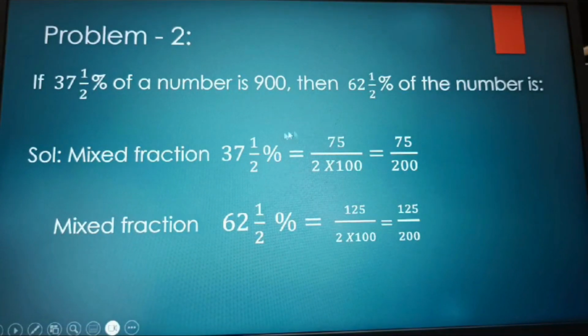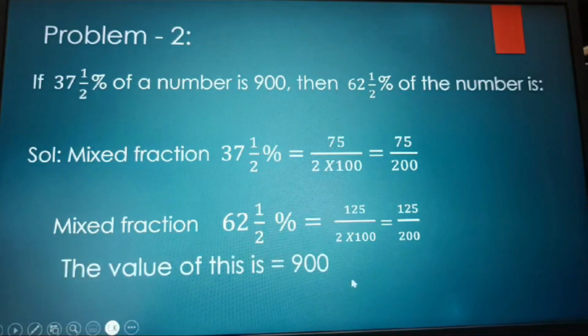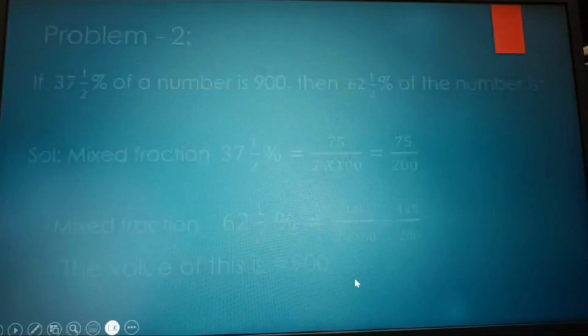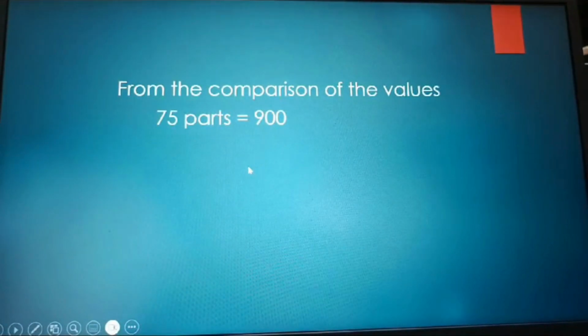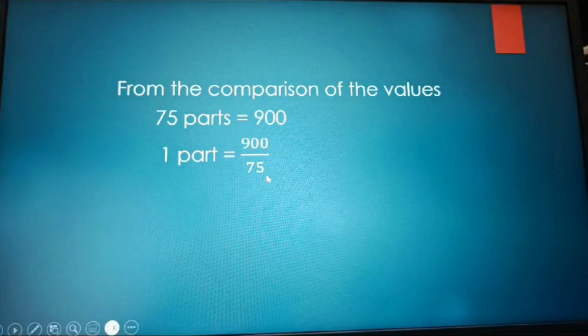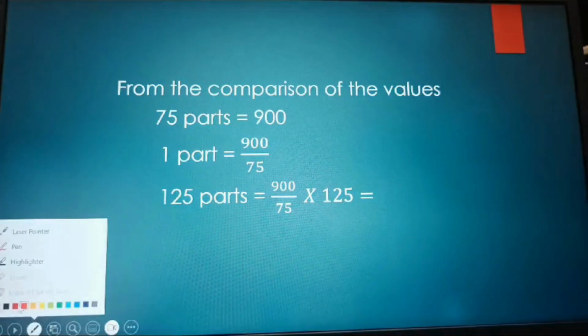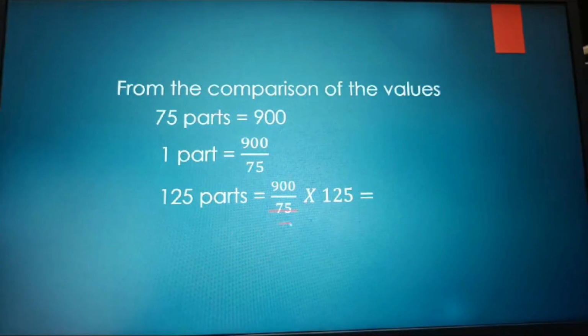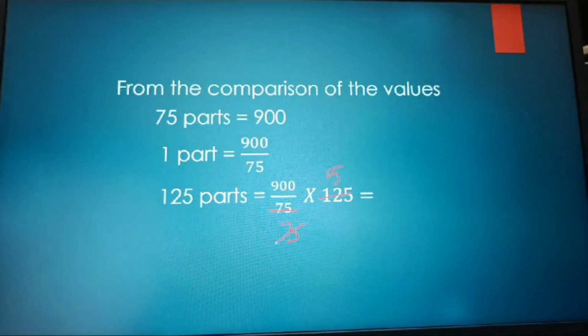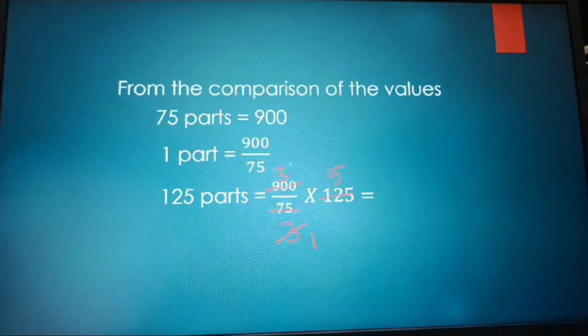And in the problem, the 37.5% is given as 900. So 75 by 200 equals 900, so 75 parts equal 900. Then one part equals 900 by 75. So 125 parts means 1 into 125, that is 900 by 75 into 125. If we simplify this, 25 3s are 75, 25 5s are 125, 3 1s are 3, 3 3s are 9, so zeros come as they are.